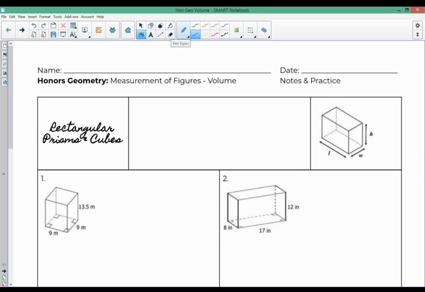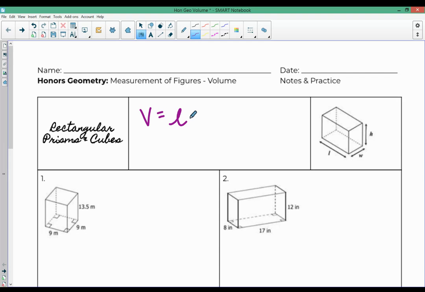Hey everyone, here we are for another lesson in our geometry, continuing our unit about measurement of figures, focusing on volume. So we'll go through the different figures, give you the formula, apply it in a couple practice problems, and go from there.